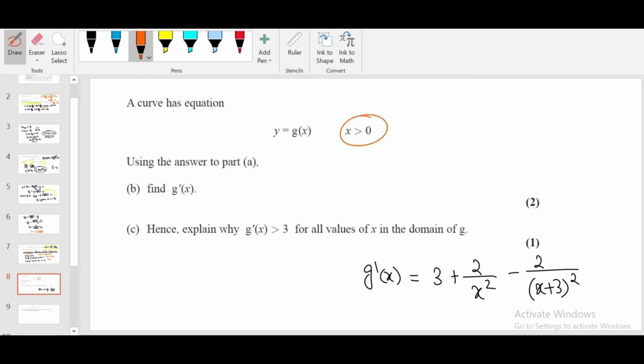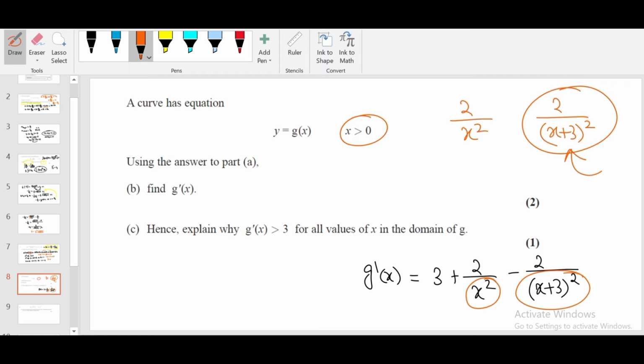That means x is a positive number. So definitely this is a positive number. This is also a positive number. Okay, think about it. Which one is bigger? 2 by x square or 2 by x plus 3 whole square? x is a positive number. You can substitute any number. When the denominator becomes bigger, the fraction becomes smaller actually. So 2 over x square is bigger.